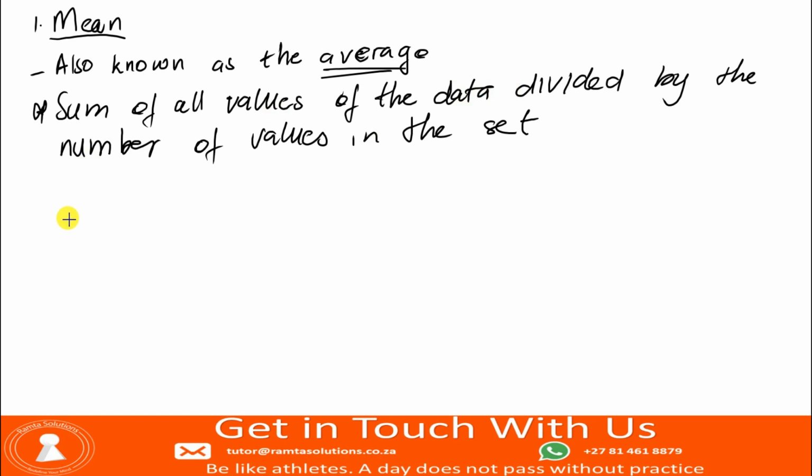So mathematically and on your calculator, we refer to the mean as x bar. It is equal to the sum of values of the data divided by the number of values in the data set. This is for your ordered data.